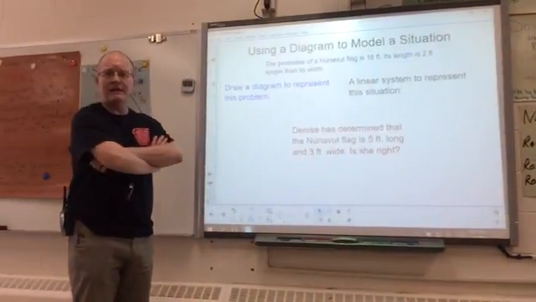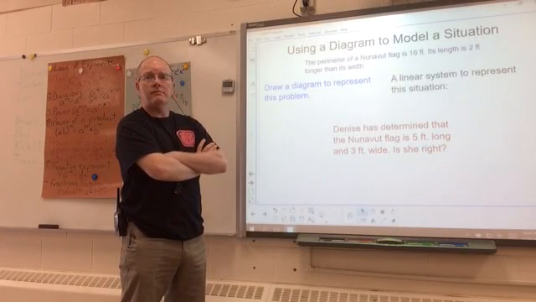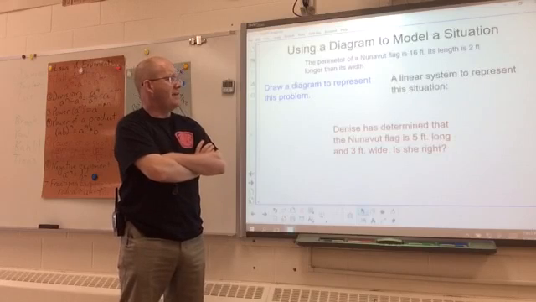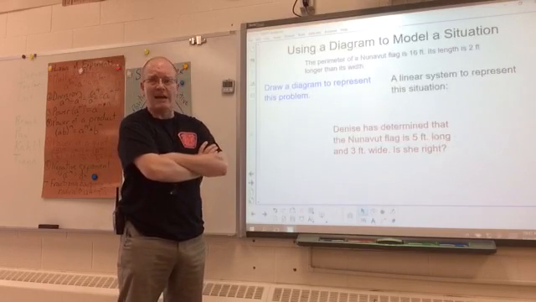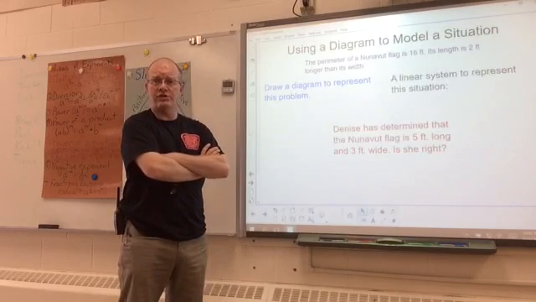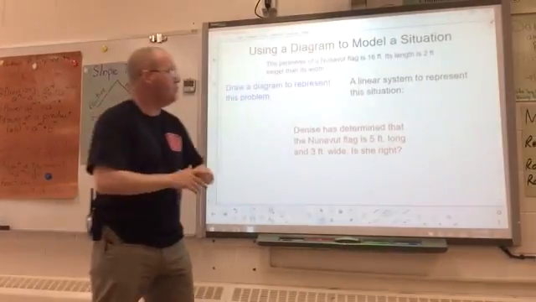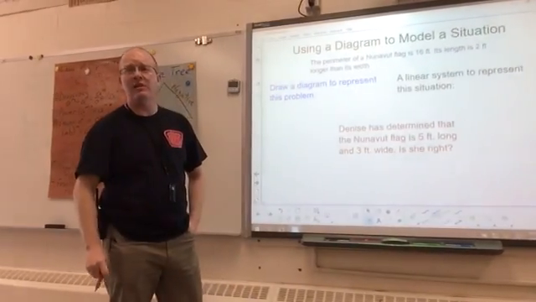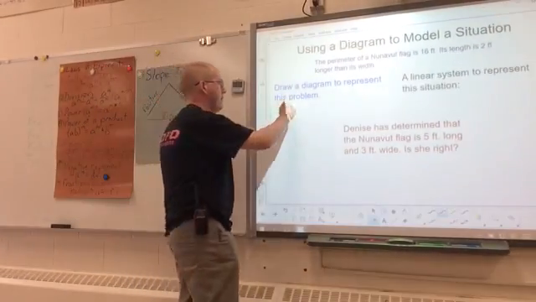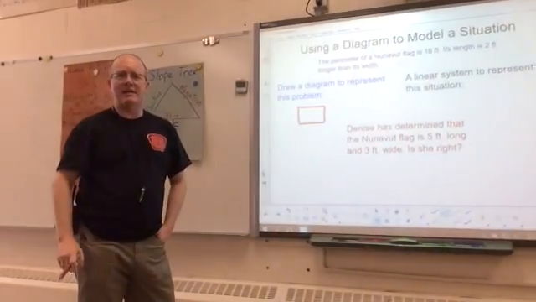Typical word question for you guys. The perimeter of a Nunavut flag is 16 feet. Its length is 2 feet longer than its width. Now, first things first, can we come up with a diagram or a picture to explain this? Just draw a Nunavut flag. What does a flag look like? Okay. Now, do we have to waste a lot of time on that? No.